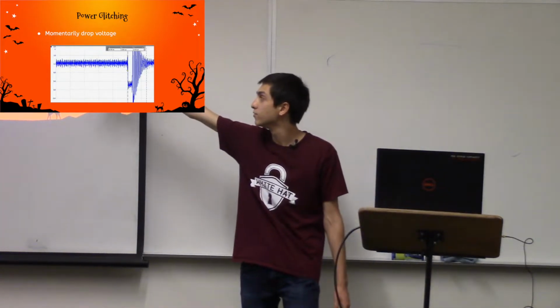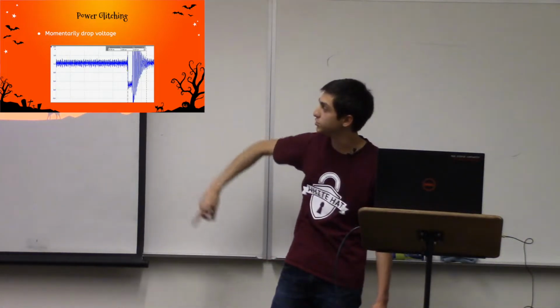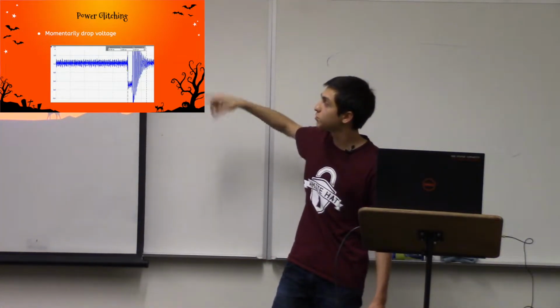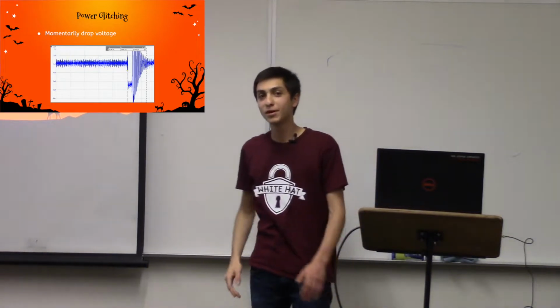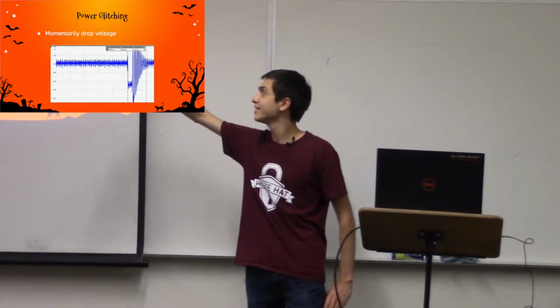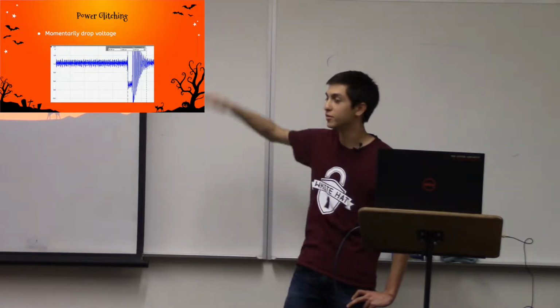This is a graph of the power being constant and then being dropped really quick. It jumps around a lot because hardware is complex. But basically, it's a constant thing, and then you drop it, and then you bring it back up.